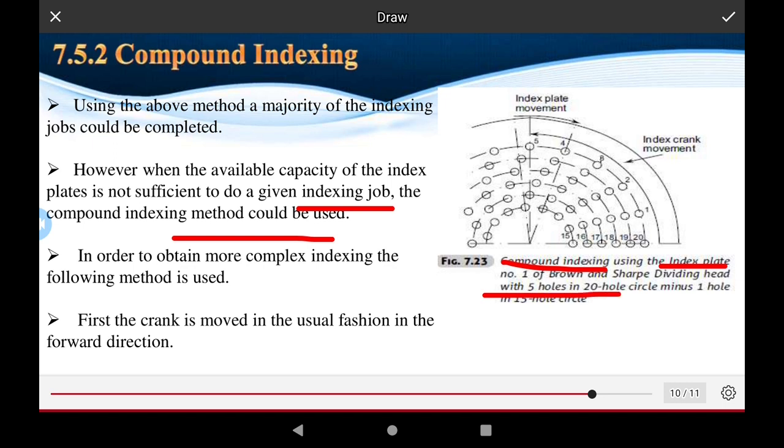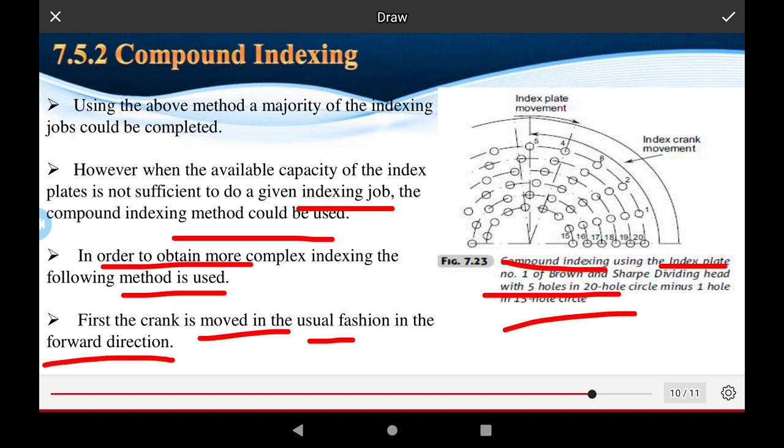Okay, fifth holes and sixth holes are used, and in order to obtain more complex indexing, the following method is used. Okay, some of the other methods use more complex indexing. The following method is used. First, the crank is moved in the forward direction. Okay, the forward direction of the plate is used for the operations.